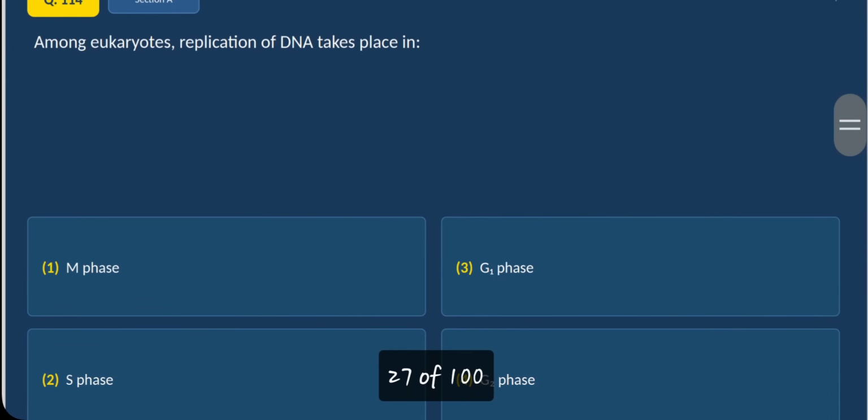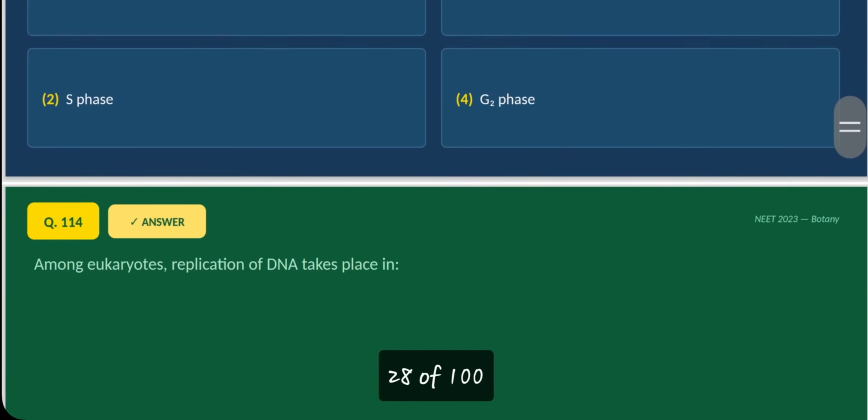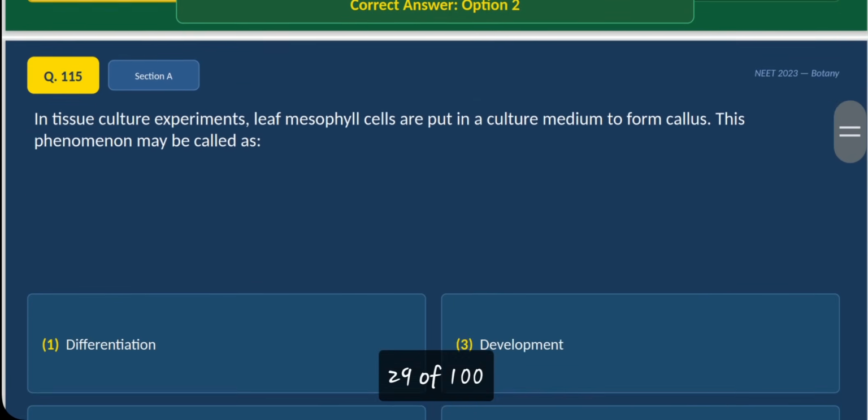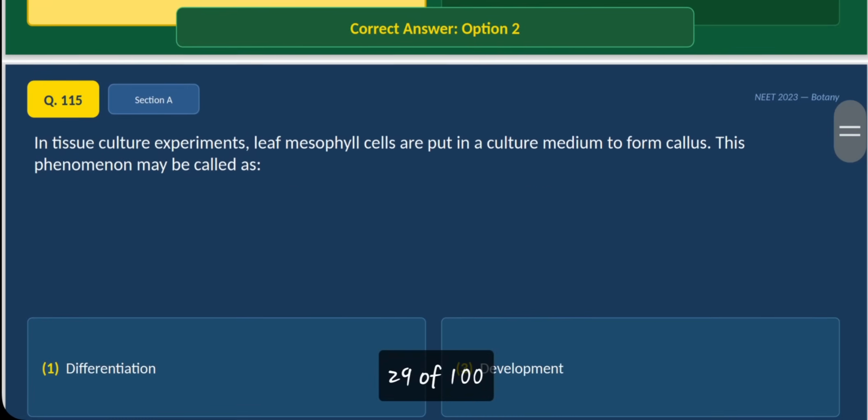Among eukaryotes, replication of DNA takes place in M phase, G1 phase, S phase, or G2 phase. S phase is the correct answer, the synthetic phase, where the DNA doubles up but the chromosome number remains the same.